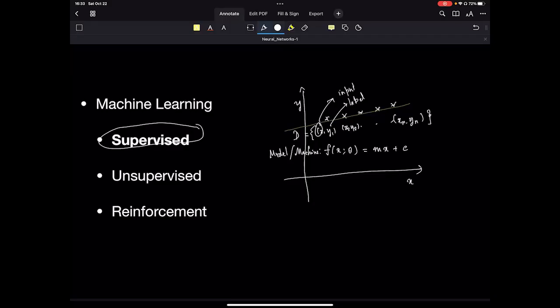It maps the input X to Y. Exactly. So this is a function that is parameterized. That's why we've written, if you see here, we have a model which is f(x; theta). And the job of this function is to be able to map the input to its ground truth label.